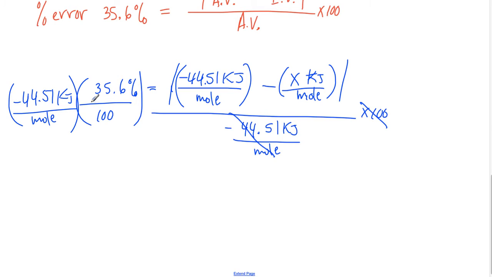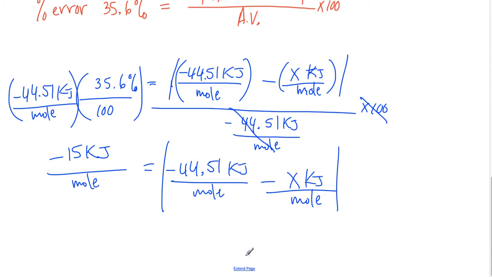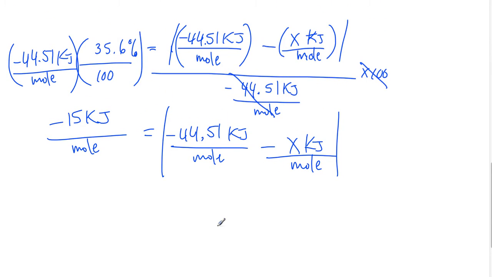This number ends up equaling, my apologies, 15. So this ends up equaling around 15 kilojoules, and it's a negative 15 kilojoules per mole. And that equals negative 44.51 kilojoules per mole, absolute value minus x kilojoules per mole. Now you're saying to yourself, well, in algebra class, they told us that because it's absolute value, this could be positive or this could be negative.